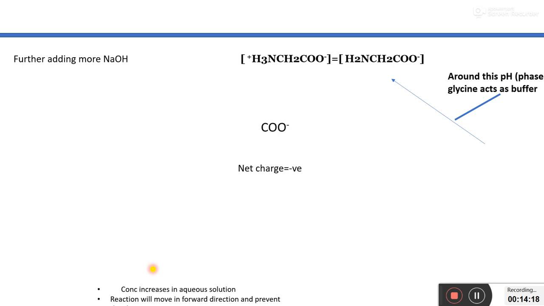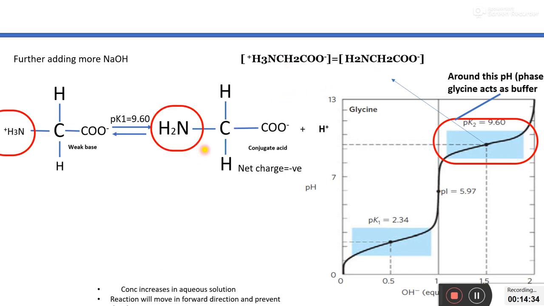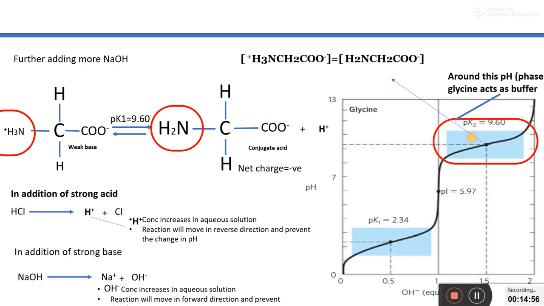Now when you further increase the concentration of NaOH, then the Zwitter ion will convert into negatively charged amino acid. So this is the negatively charged amino acid, formed by losing one proton from the amino group. So at pH 9.60 there is equal concentration of Zwitter ion and negatively charged amino acid. So around this pH, if you add any strong acid or base, then it will resist any change in its pH value. So around this pH, glycine acts as a buffer. So in this way any amino acid acts as a buffer.